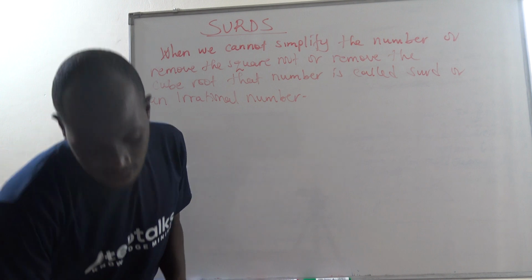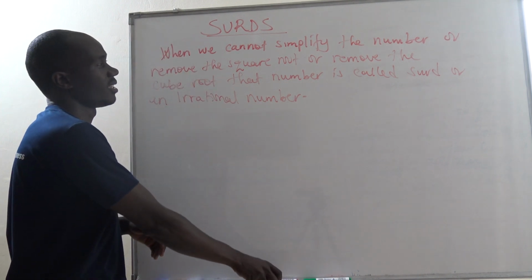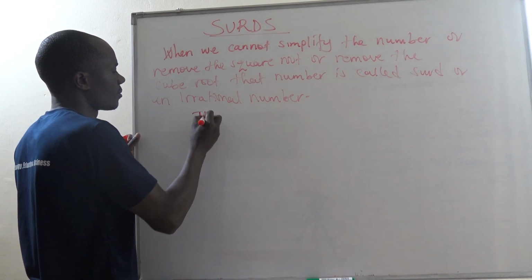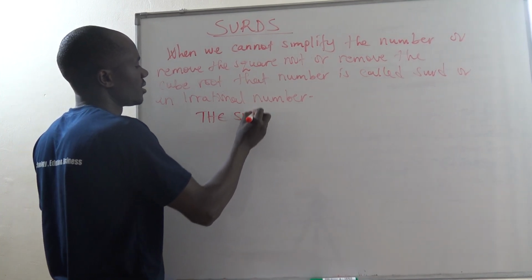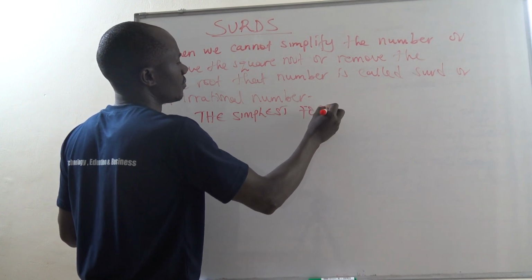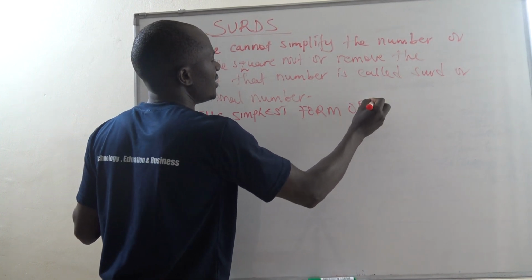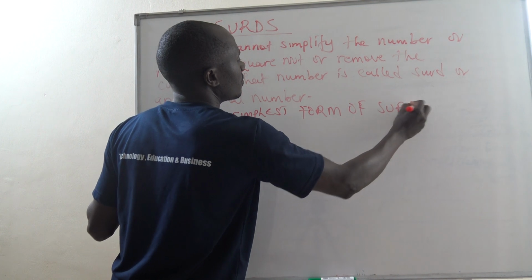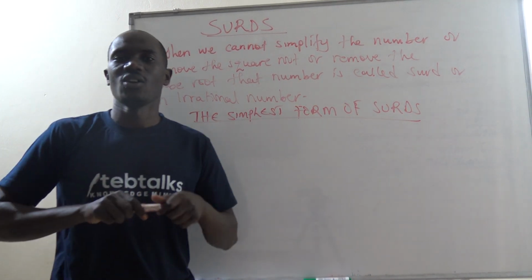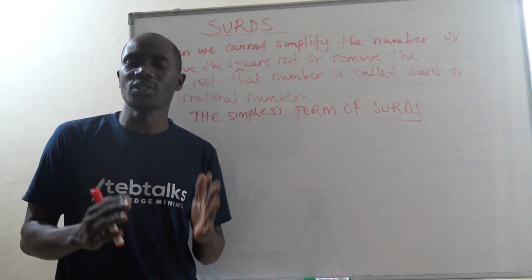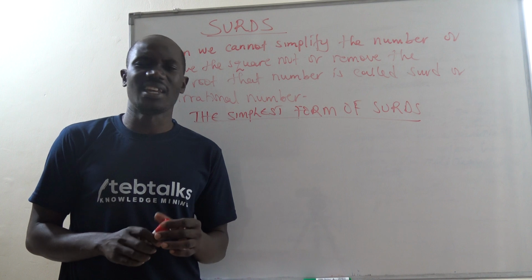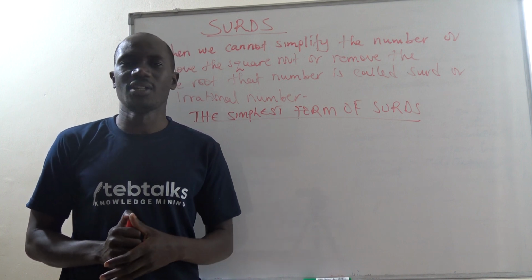So we are going to look at how to simplify these surds, the simplest form of surds. We're going to look at numbers when they are in a bigger, complex form. How can we reduce them to the simplest form such that everybody can easily read and interpret it very well?